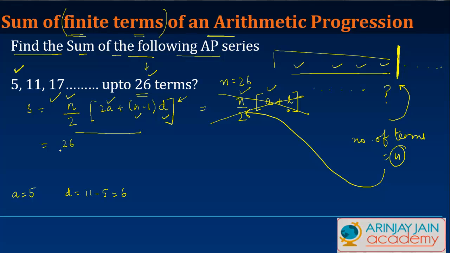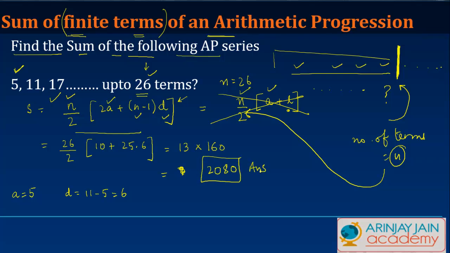So the sum is going to be equal to 26 by 2 into 2 times a. A is 5, so 2 times 5 gives you 10, plus n minus 1. N is 26, minus 1 gives you 25, times the difference, right? Or it is 13 times (25 times 6 gives you 150, plus 10 gives you 160), right? And this will give you 2080.